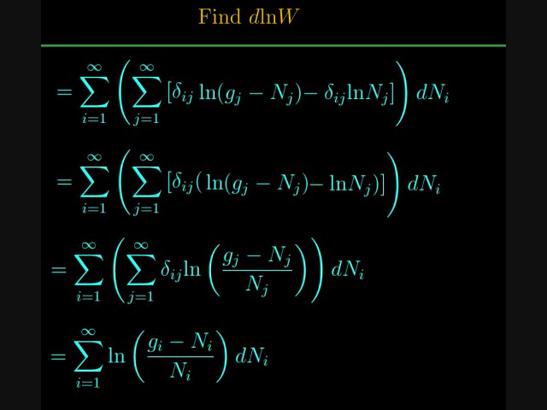Factor out delta sub ij. Combine the natural log terms. When a sum over j contains a factor delta sub ij, we can actually perform the sum by simply replacing the index j with i and getting rid of the summation sign.